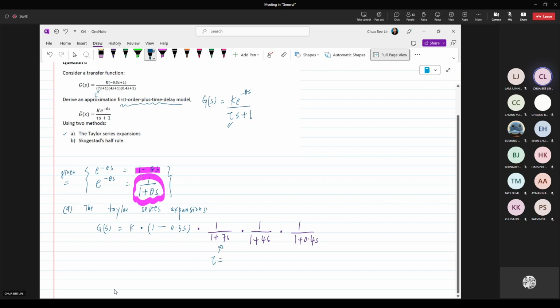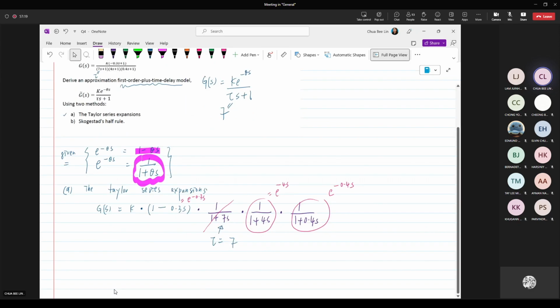Your tau is 7, which this one is 7. And whatever you have used for the tau, you cannot use anymore. So you will compare this equation with this to give you e power to negative 0.3s. So this equivalent to e negative 0.3s. And this one will give you e negative 4s. And this one will give you e negative 0.4s.